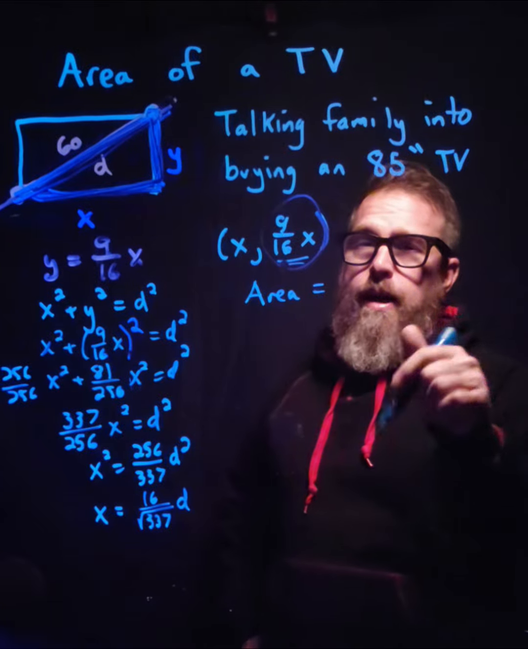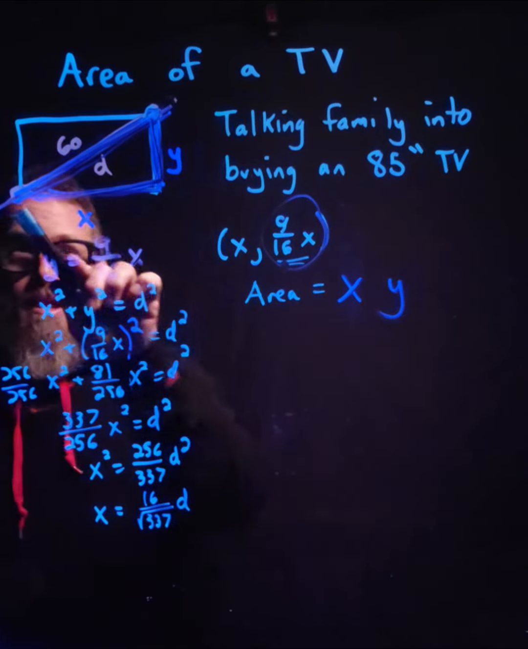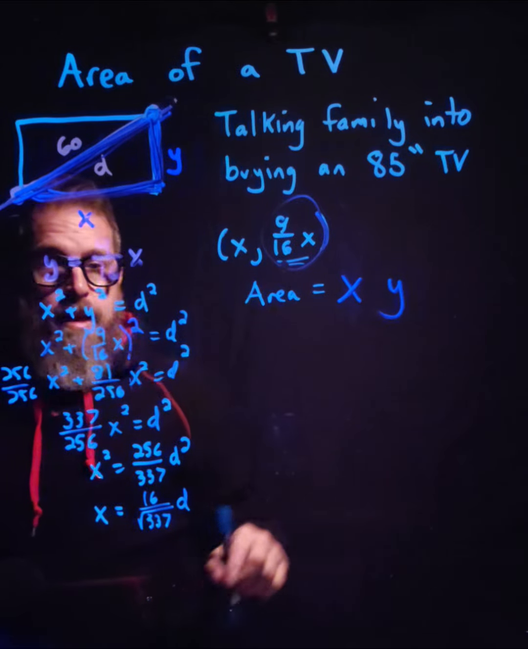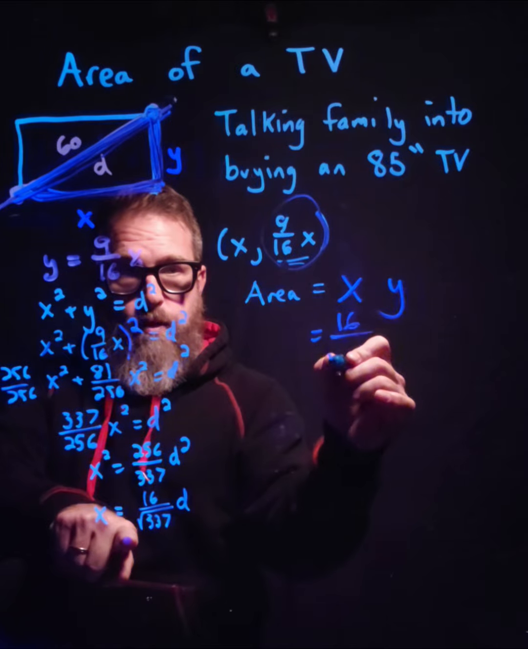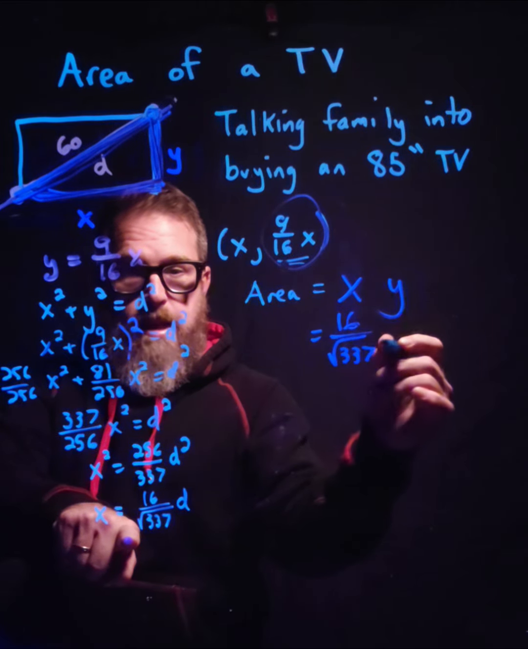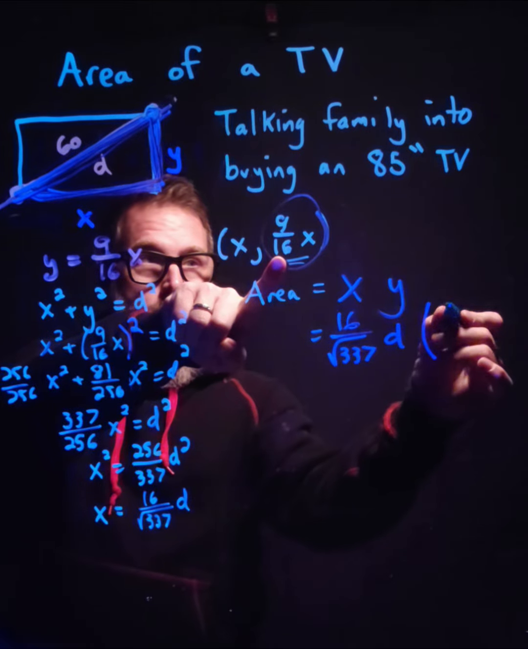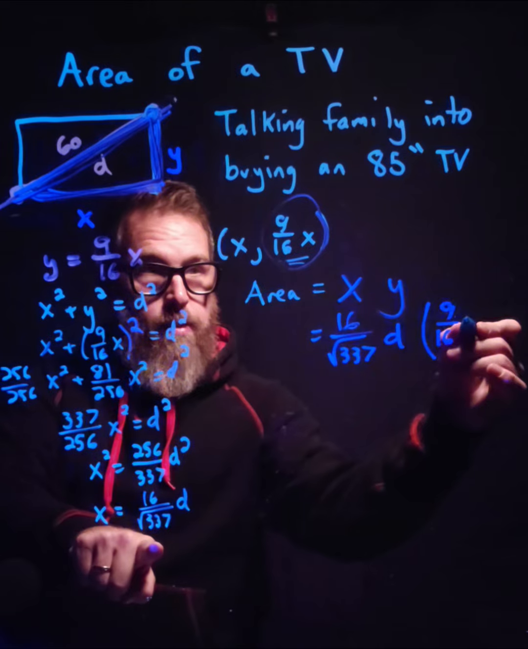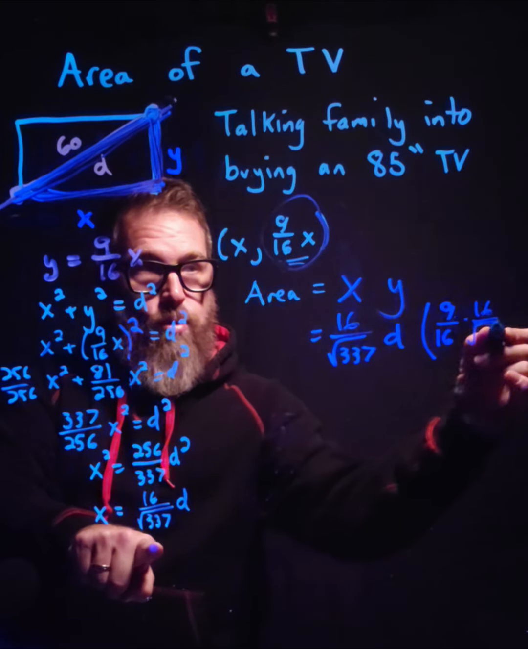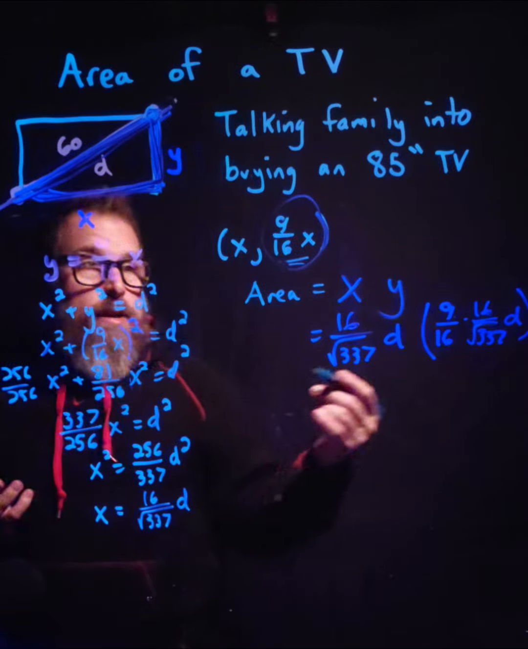Well, I know that the area is going to be equal to some x times y. What I know is it's going to be this distance times this distance. Now, x we've already isolated. This is equal to 16 over the square root of 337 times d. And then y is equal to 9 over 16, but again, it's multiplied by x, which is going to be 16 all over the square root of 337 times d. Now we're going to simplify this.